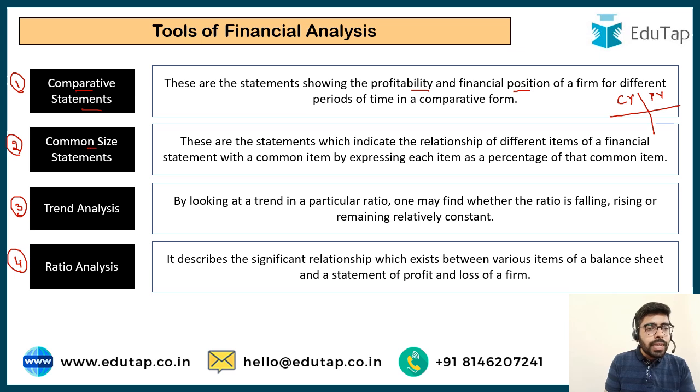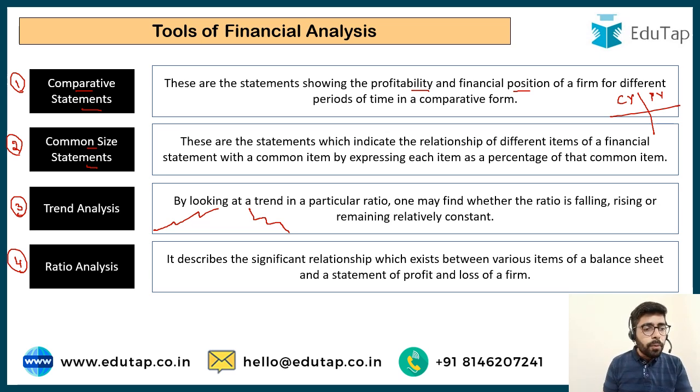In a common size statement, we try to express each item as a percentage of the total. Like in the balance sheet, we express cash and fixed assets as a percentage of the total of the assets or the liabilities of the balance sheet. So this was a common size statement. Then there is trend analysis, where we try to obtain a trend. Is it an upward trend or a downward trend? While looking at the figures for different years, we try to obtain a ratio, and through this ratio we look at whether the figures are rising, whether there is an upward or a downward trend in the financials of the company.